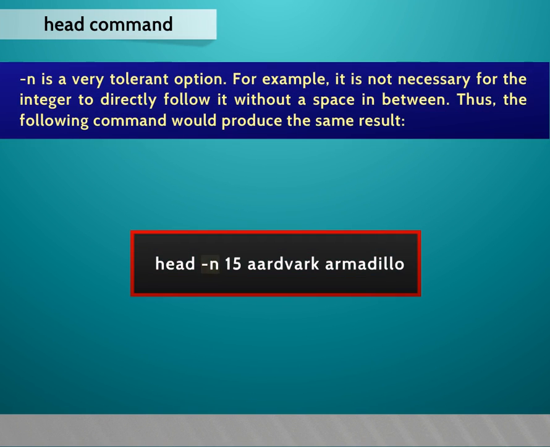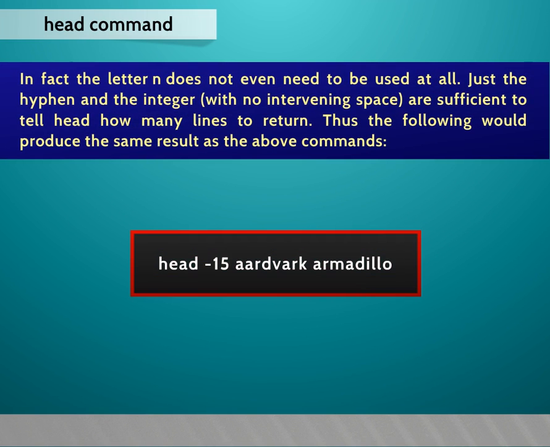-n is a very tolerant option. For example, it is not necessary for the integer to directly follow it without a space in between. Thus, the following command would produce the same result. In fact, the letter n does not even need to be used at all. Just the hyphen and the integer, with no intervening space, are sufficient to tell head how many lines to return. Thus, the following would produce the same result as the above commands.